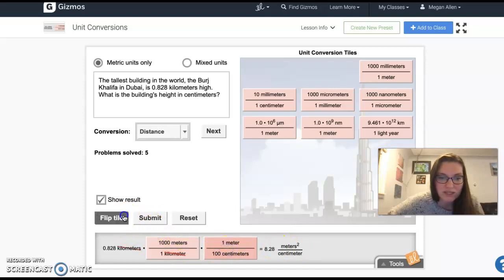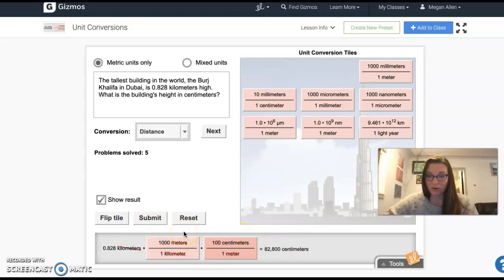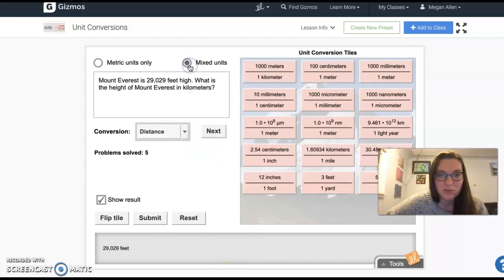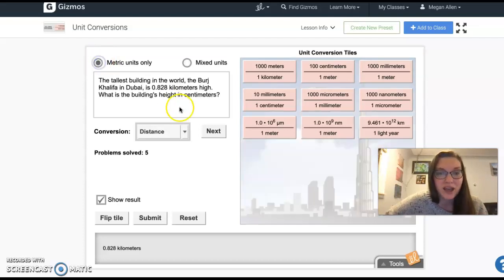So you always, as you guys remember, want to have the unit that you want on the top and the unit that you have on the bottom. Okay, so you can play around with this. I feel like it's just as effective to play around with it as it is to use the worksheet. But if you'd like a more structured approach, the worksheet is a good way to go.